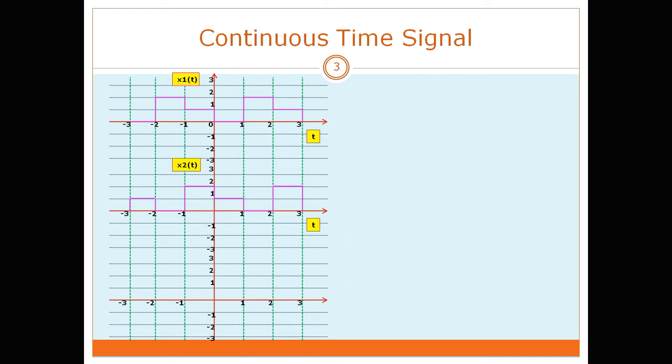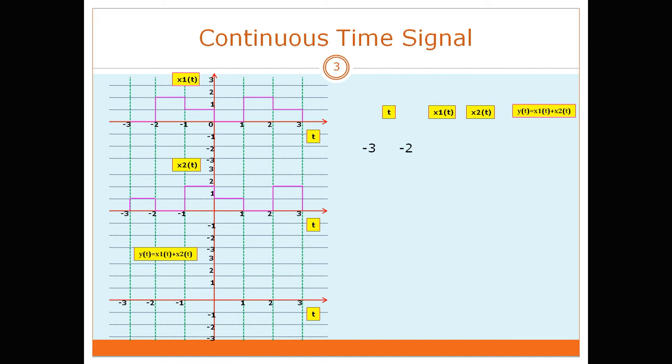It's very simple. We need to add the values from one time to another time. For example, from -3 to -2, x1 of t is 0 and x2 of t is 1. If I add these two, x1 of t plus x2 of t, then its value will be 0 plus 1, which is 1. So y of t is equal to x1 of t plus x2 of t. We can simply add these two at different points of time.